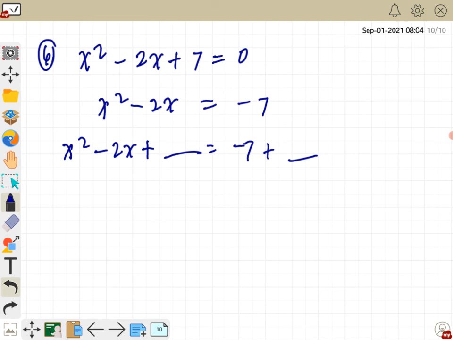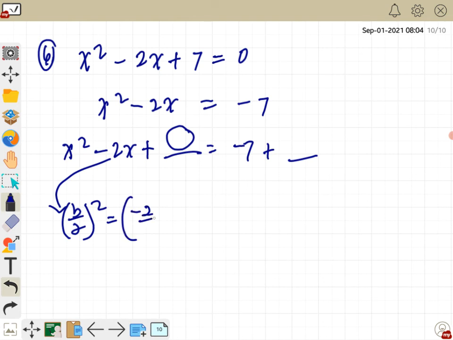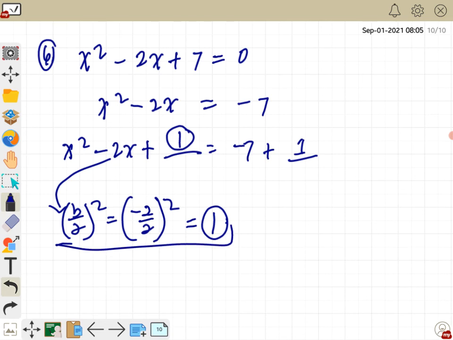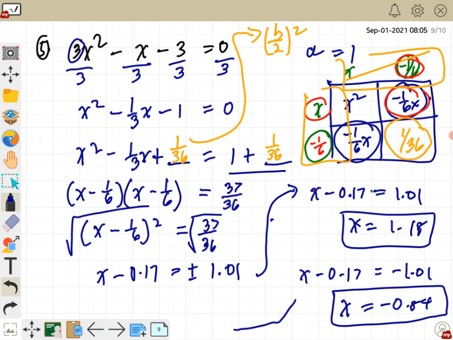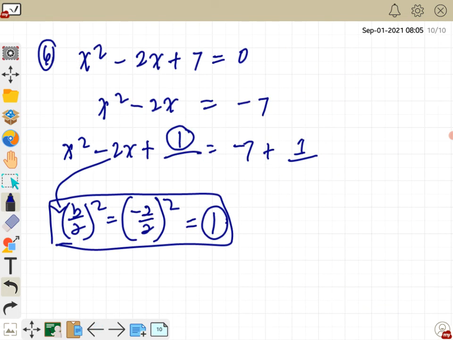A shortcut to get this portion is simply b over 2 squared. So what's the value of b? Negative 2. Divide by 2 and square, so that is 1. Means this is 1. If you're not comfortable with this one, you may use the frame. We already added 1 to both sides, so it's time to factor.